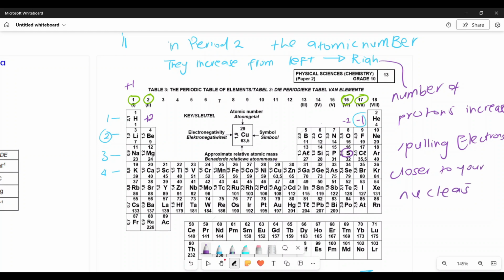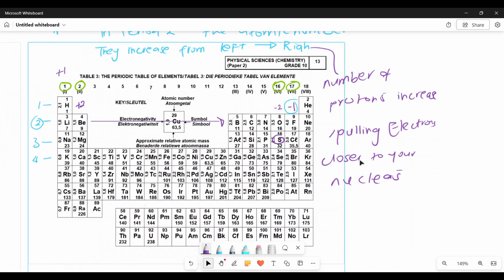So in period 2, the atomic number increases from left to right. As you're going in that direction, your atomic number increases, and your number of protons increases, pulling electrons closer to your nucleus. Now, if your electrons are pulled closer to your nucleus, what would happen to your R? Your atomic radius would be lesser, because electrons are pulled closer to your nucleus.